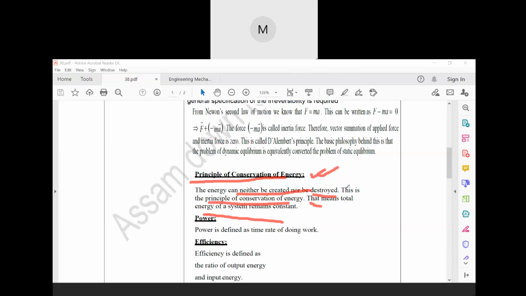So if you are asked to write what is the principle of conservation of energy, then you have to write these things. Energy can neither be created nor be destroyed, but energy can be converted from one form to other form.